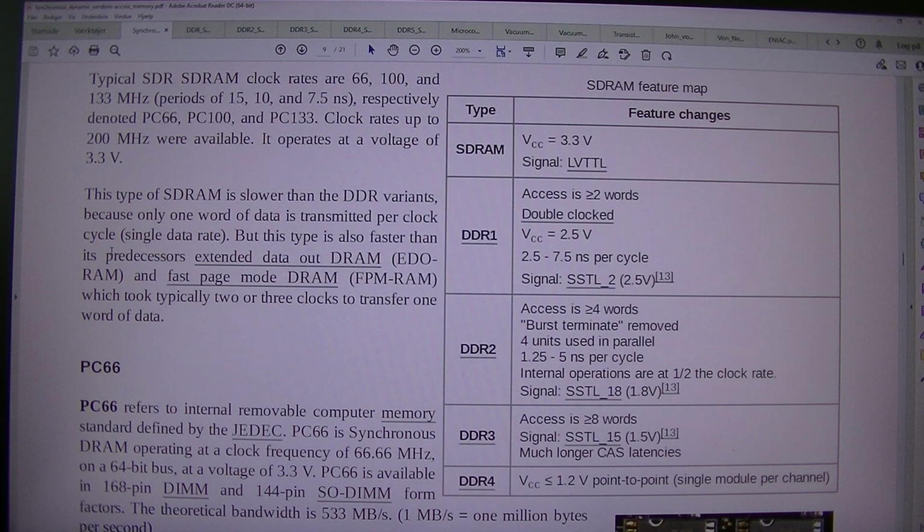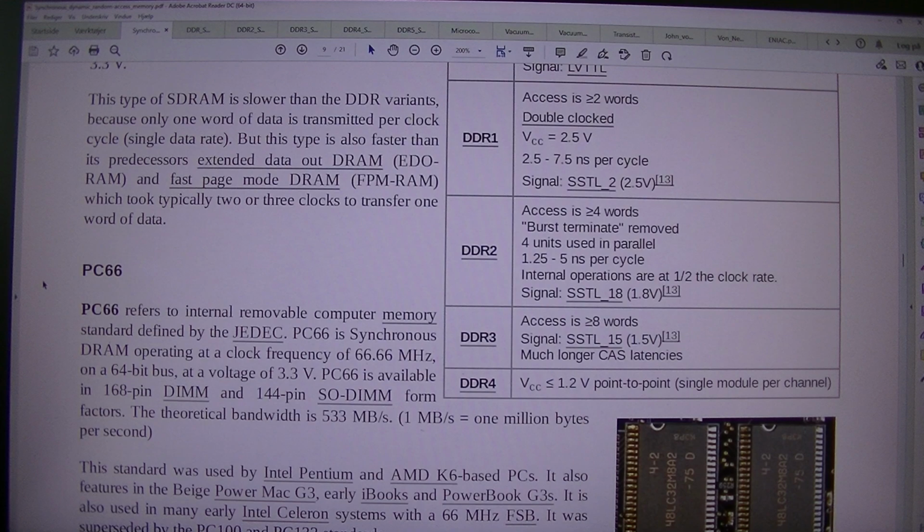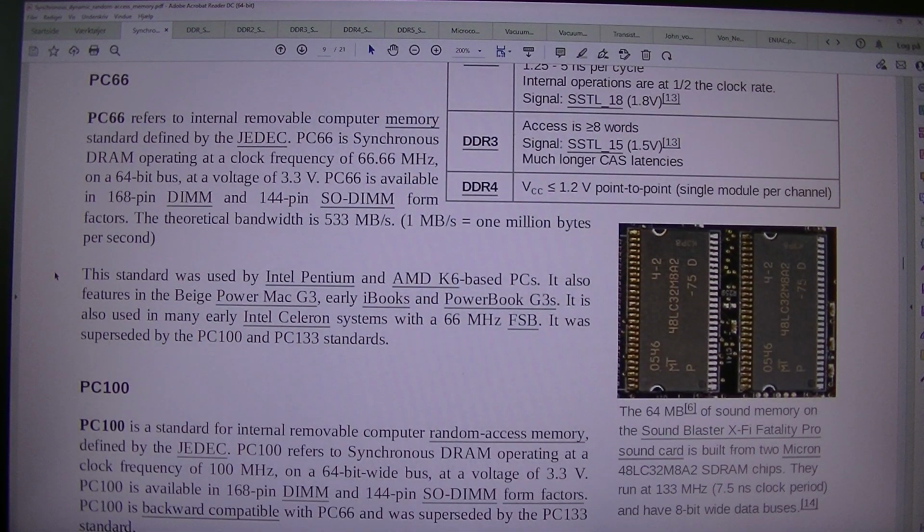PC66. PC66 refers to an internal removable computer memory standard defined by the JEDEC. PC66 is synchronous DRAM operating at a clock frequency of 66.66 MHz on a 64-bit bus, at a voltage of 3.3V. PC66 is available in 168-pin DIMM and 144-pin SO-DIMM form factors. The theoretical bandwidth is 533 MB/s, where 1 MB/s equals 1 million bytes per second.